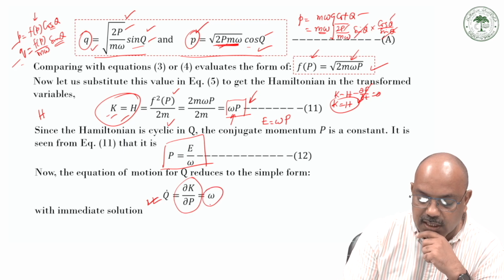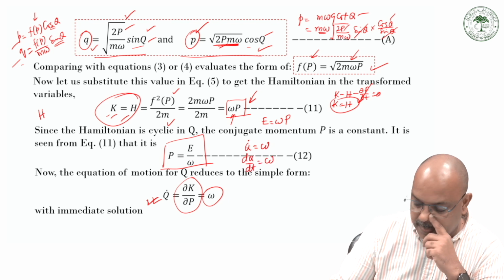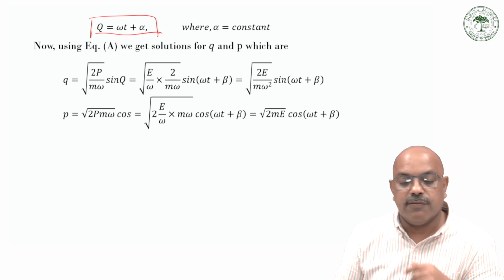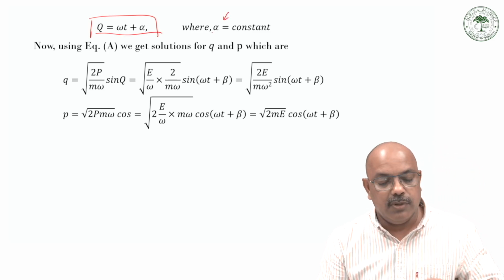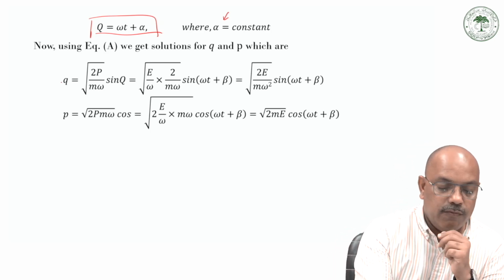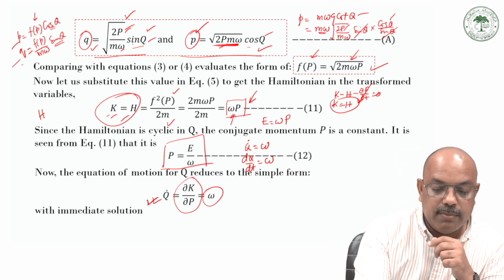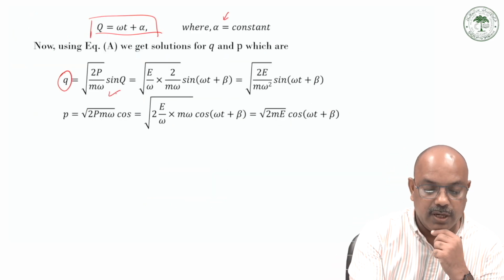So now you see that Q dot is my omega. If I integrate this, dq by dt is omega, so Q is omega t plus alpha. This alpha is some constant, which can be found from initial conditions. So my Q finally is square root of 2p by m omega sine Q.